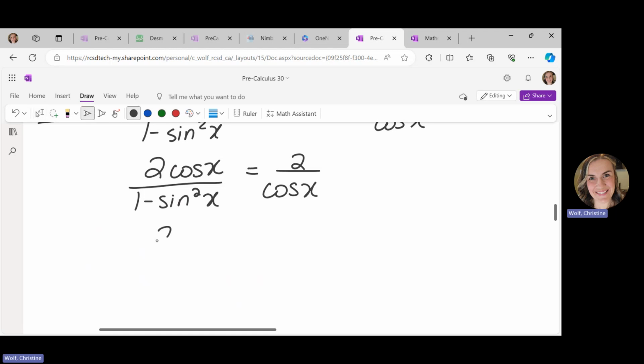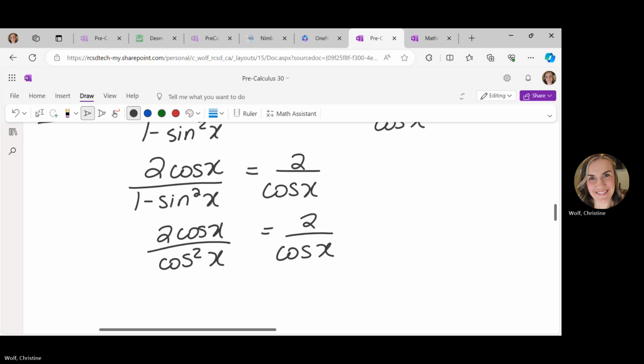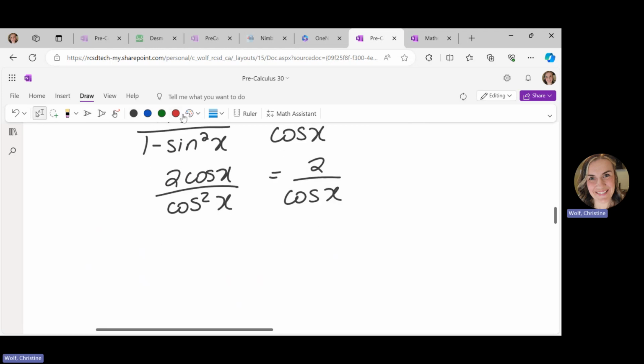So 2 cos x over cos squared x equals 2 over cos x. Now, like I said, we can cancel the coses, and there's only 1 left on the bottom. So up top, I have a 2, and on the bottom, I just have a cos x, which is what I want. We're happy. We're done.